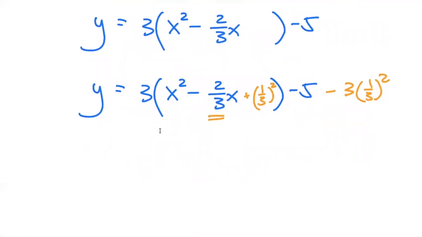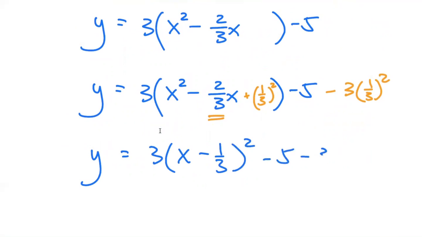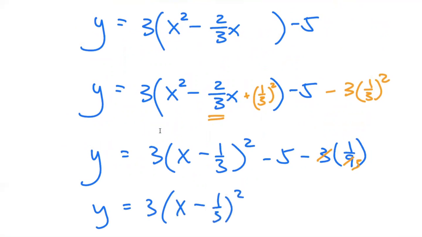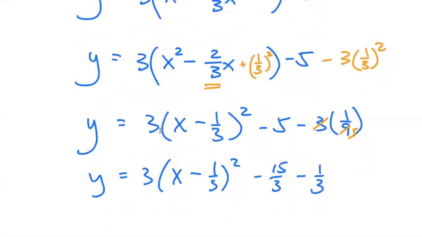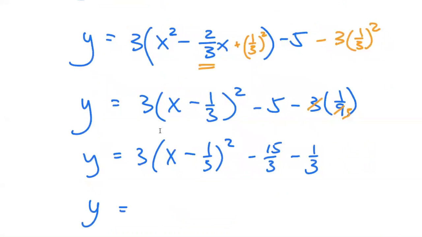And we will have a perfect square. And our perfect square is 3 times x minus 1/3, and then minus 5, and then minus 3 times 1/9. And then we can reduce this a little bit. This is 1/3. So we have 3 times x minus 1/3 squared minus, now we have to have a common denominator. So we have 15 over 3, which is equal to 5.